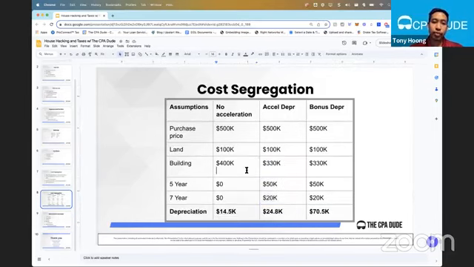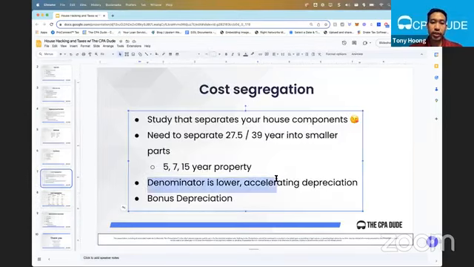But simply put, what we did was that we shifted $70,000 of this into, 50 of it went to 5-year, 20 of it went to 7-year property. So what this is going to do, like I said right here, is that now the denominator is lower than 27.5. It's going to accelerate your depreciation.